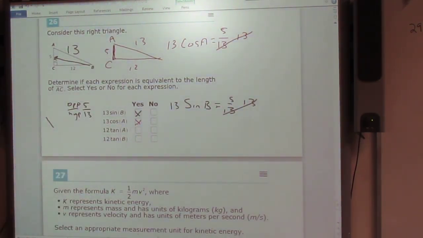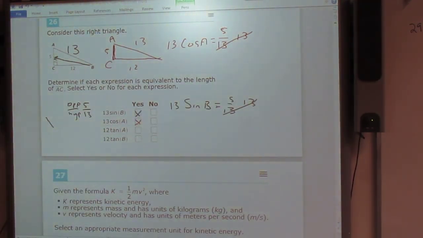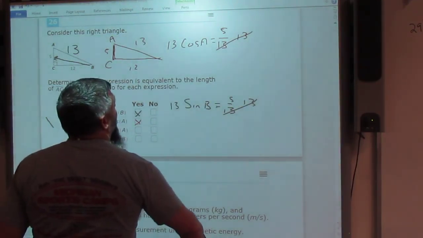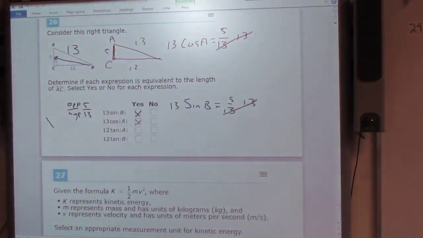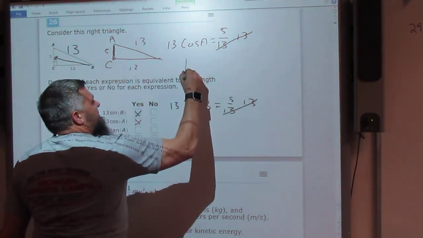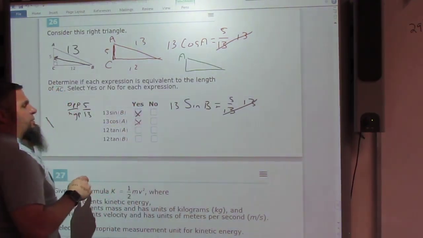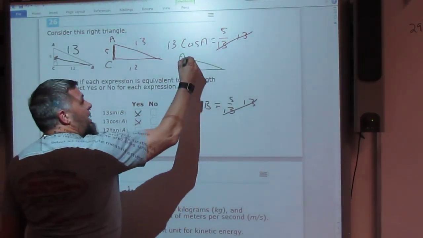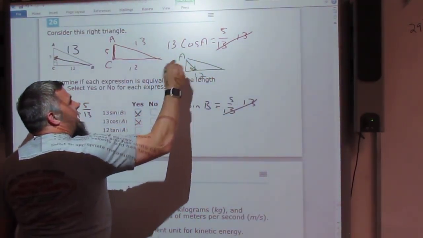So now let's look at the tangent. Now, one of these you would think would be right, and one of them is going to be wrong, right? So which one? 12 tangent A is yes. You think 12 tangent A is yes? All right, let's take a look. So when we talk about tangent of A, we're talking about opposite over adjacent.